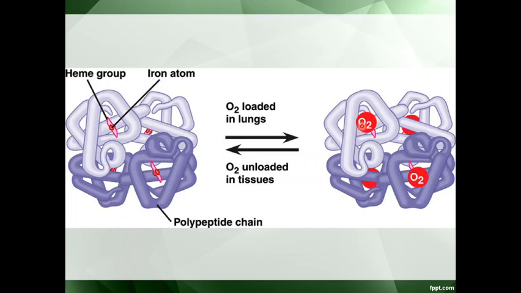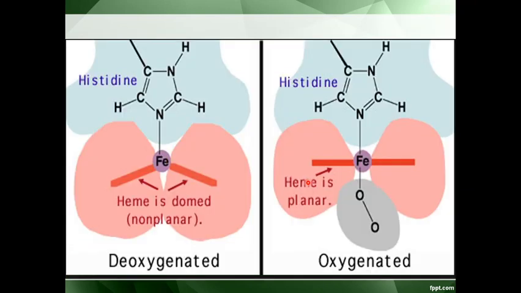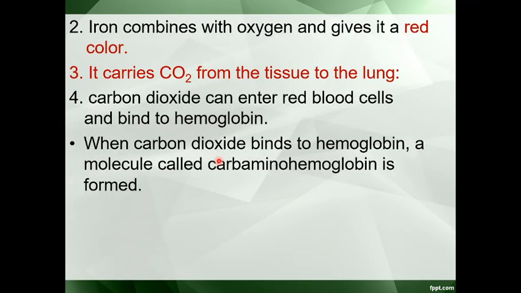The more hemoglobin, the more will be the oxygen carrying capacity. Here you can see oxygen is bound to the iron, and this oxyhemoglobin will be carried to the tissues, and in the tissues this oxygen is unloaded. When oxygen binds to the iron of the hemoglobin, you can see a planar structure is there, whereas if oxygen is not there, then the heme is in the form of the domed structure. Iron combines with oxygen and gives it a red color. So basically the red color of blood is due to the combination of iron with oxygen.